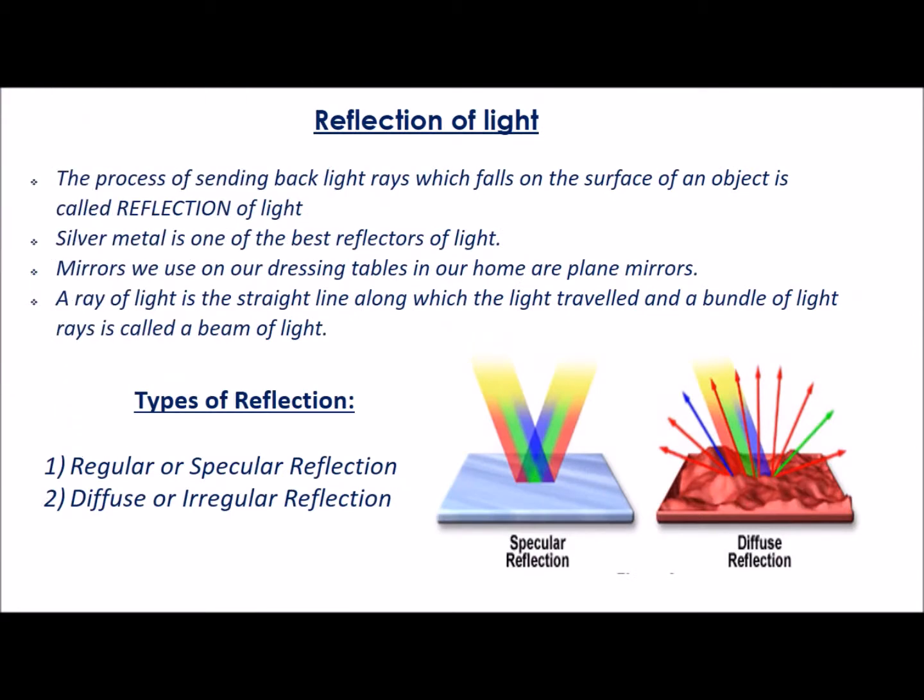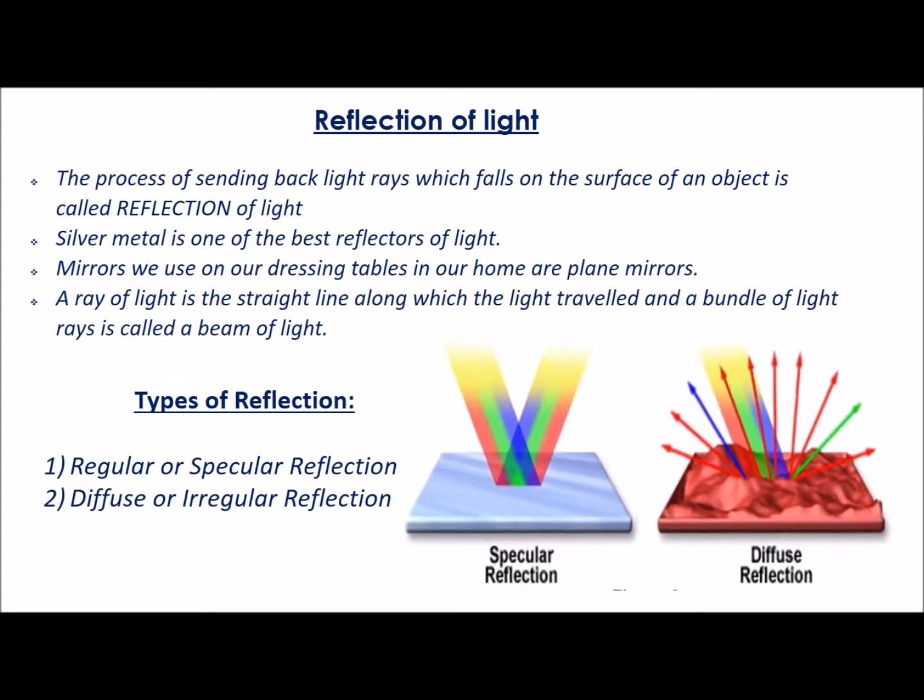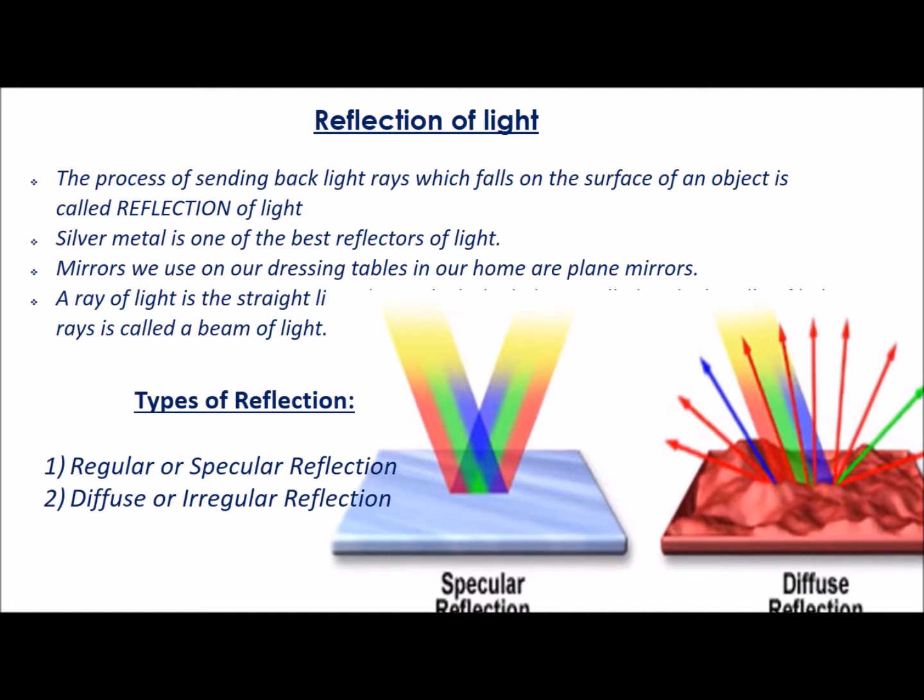Reflection of light. The process of sending back light rays which fall on the surface of an object is called reflection of light. Silver metal is one of the best reflectors of light. Mirrors we use on our dressing tables in our home are plain mirrors. A ray of light is the straight line along which the light travels, and a bundle of light rays is called a beam of light. Types of reflection: 1. Regular or specular reflection. 2. Diffuse or irregular reflection.